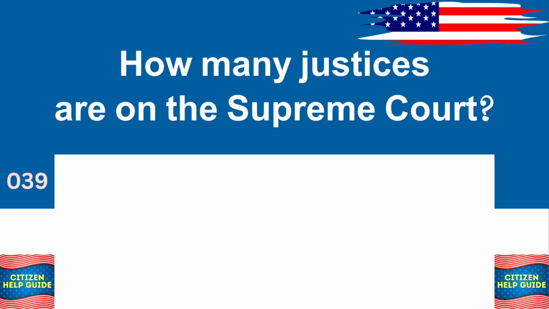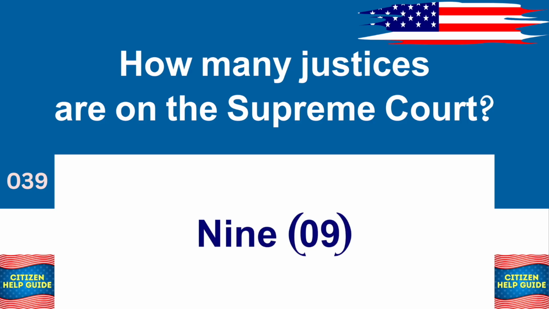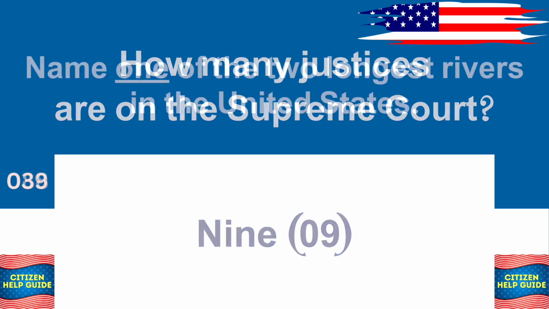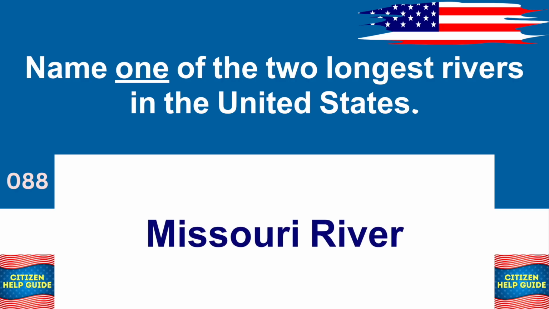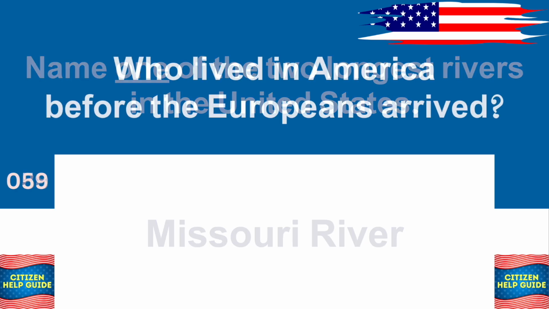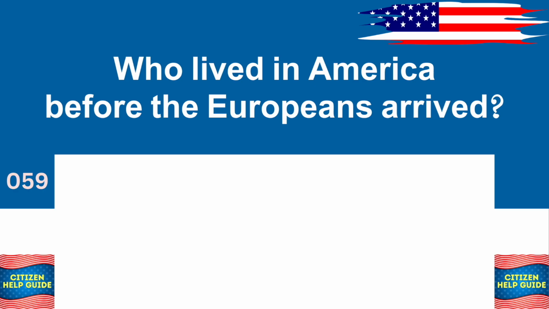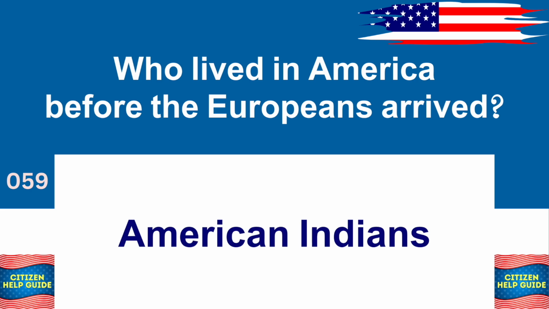How many justices are on the Supreme Court? 9. Name one of the two longest rivers in the United States. Missouri River. Who lived in America before the Europeans arrived? American Indians.